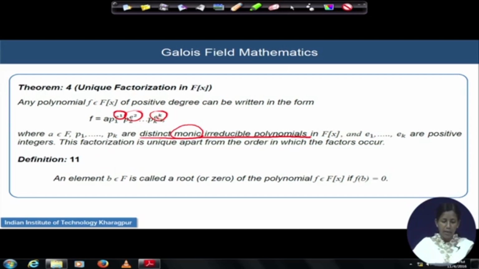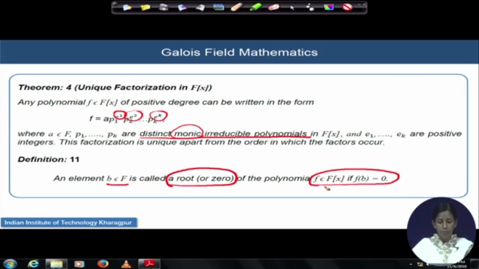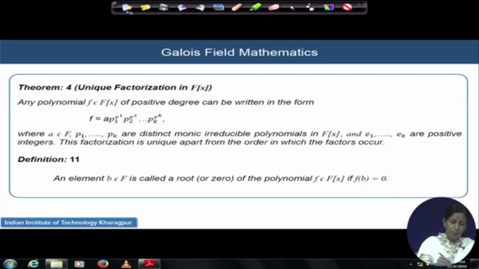And remember, any element b that belongs to F, we will call a root or zero of the polynomial if and only if f of b is equal to 0. So, to define a root of a polynomial, we have to find the value for which the polynomial evaluates to 0.